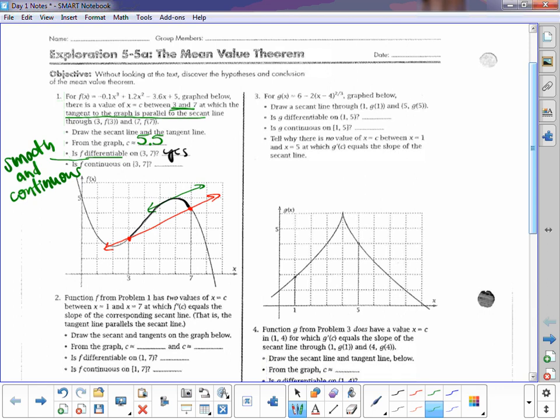So this is indeed differentiable on that open interval. Is it continuous on the closed interval, including those endpoints? Yeah, I can trace it with my pen without picking it up. So we see here that our function is both differentiable on the open, continuous on the closed, and it has a place somewhere within that interval where the tangent line is parallel. Keep that in mind.